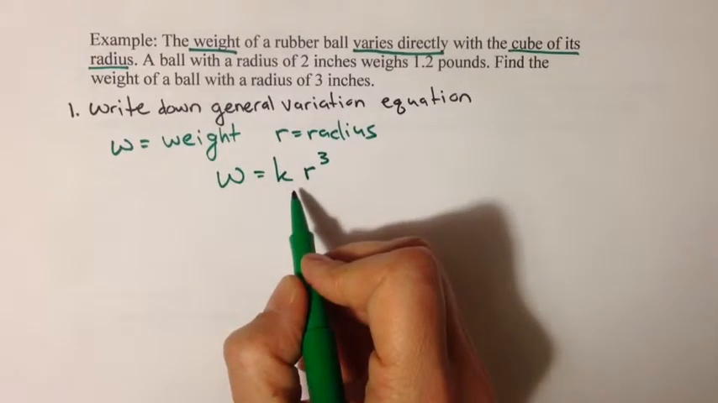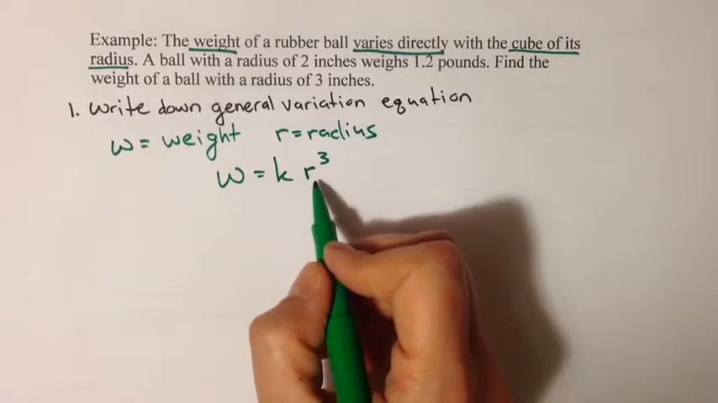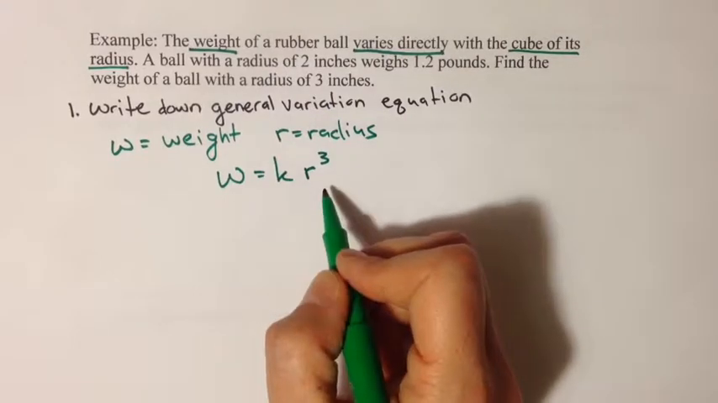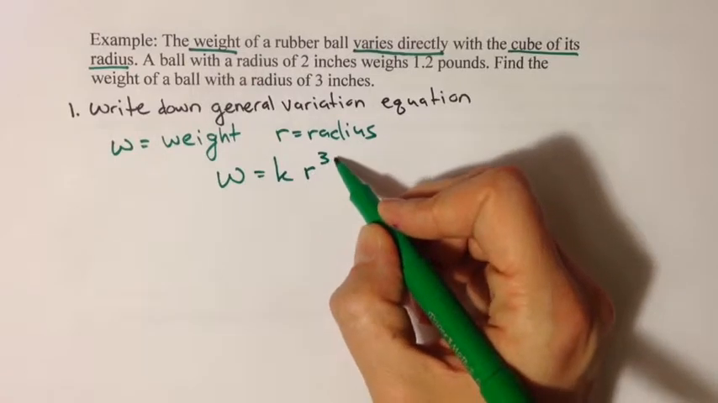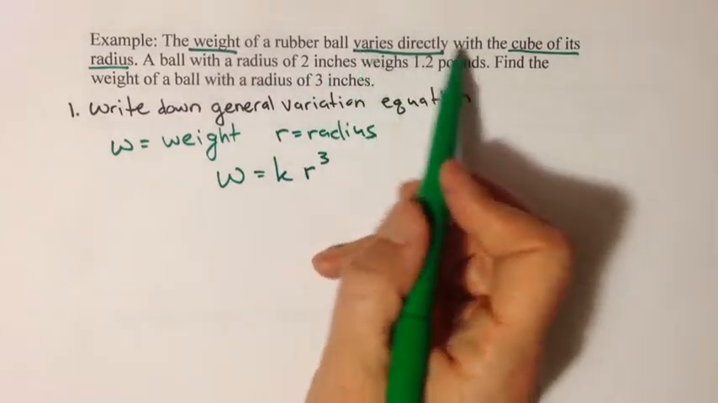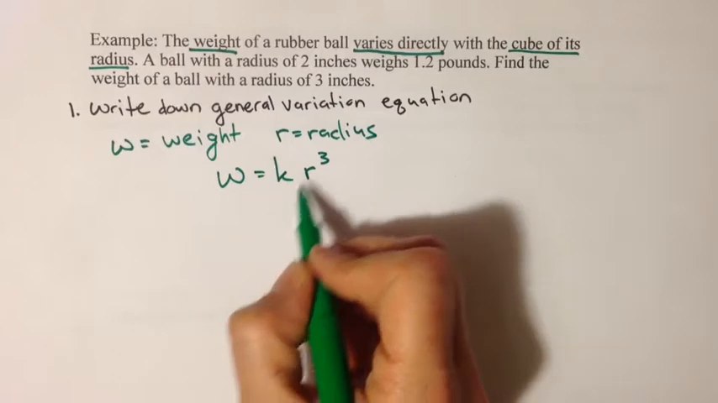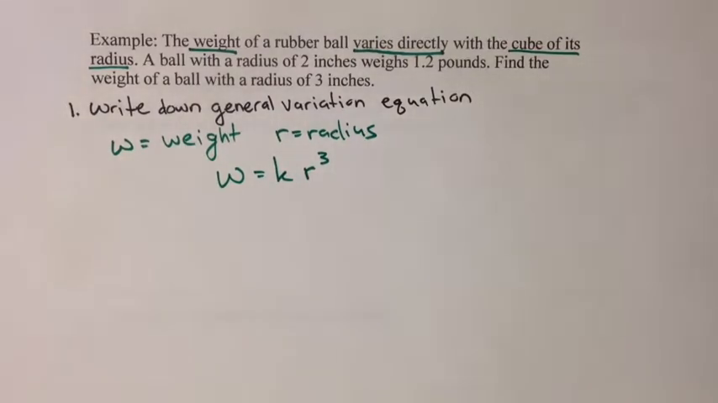It varies directly, which means that both my W's and my R's will be on the same level of my equation, with the cube of the radius. So I have the radius being cubed. And then because this is a variation problem, I've got my constant of variation, even though I don't actually know what that number is yet.